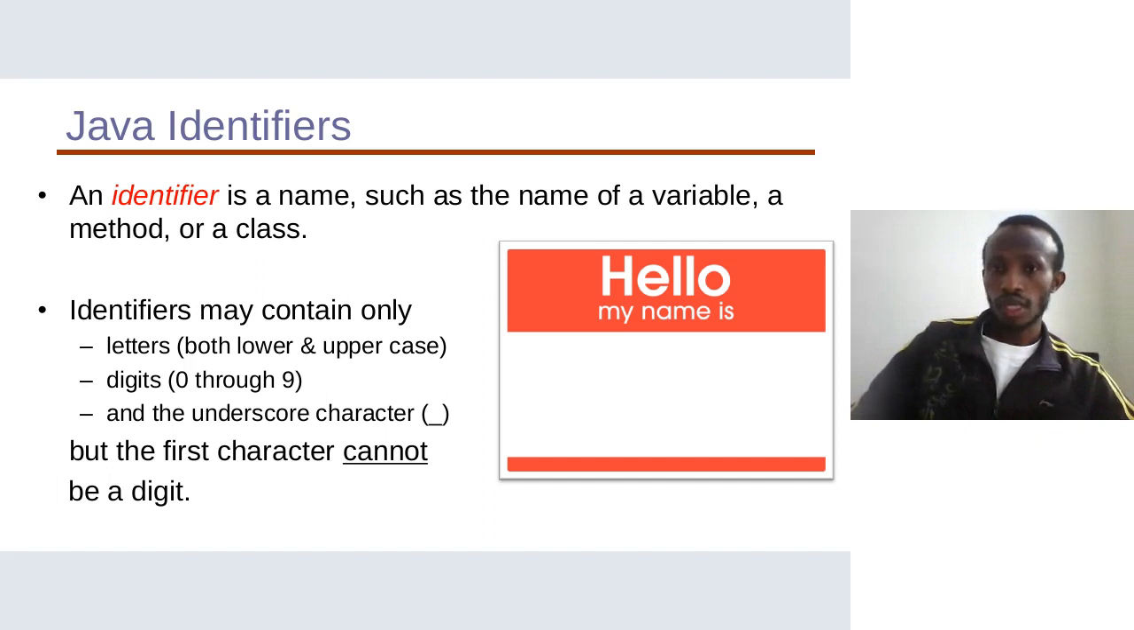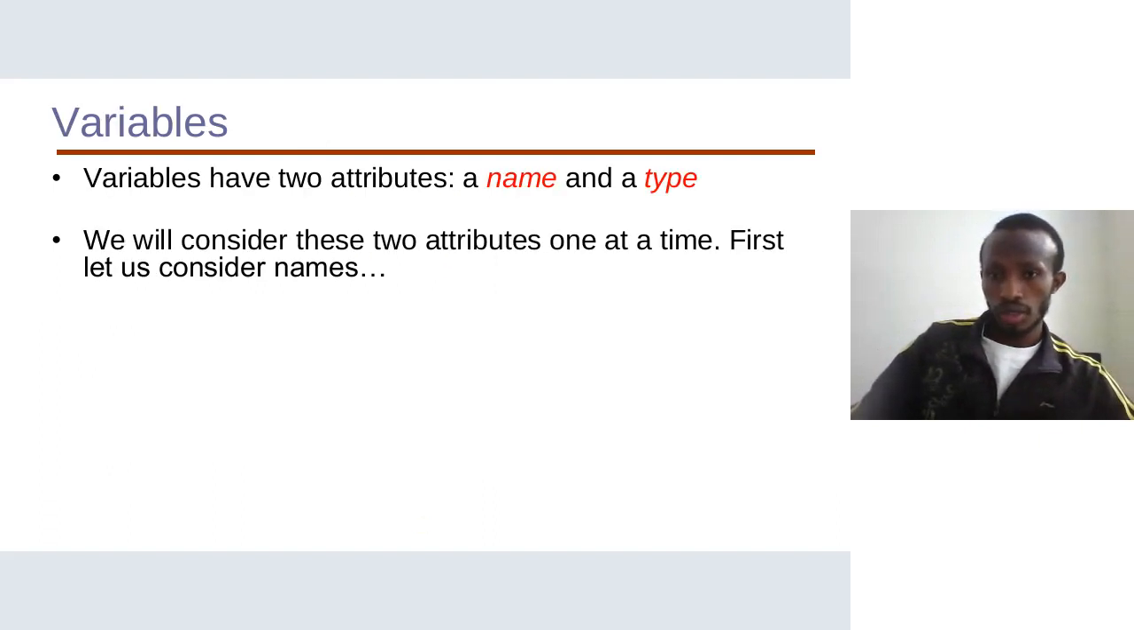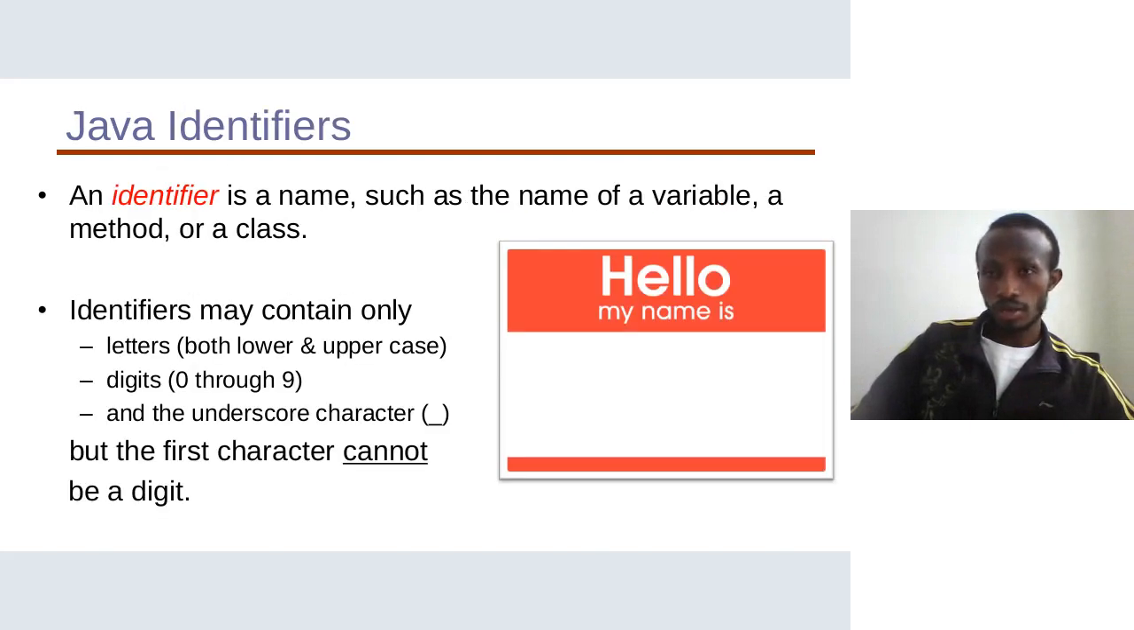Okay, so now for naming a variable, there are some rules that we need to follow in Java. Those rules usually apply across the board. The rules are not only applied to variables, but to any identifier or any name that you'll ever use, whether it's the name of a class, an interface, a package, a variable, and what have you.